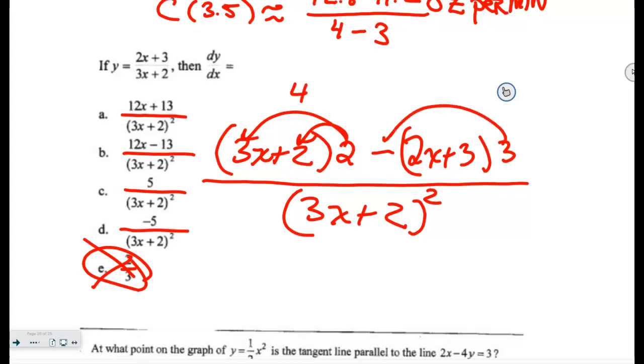And then it looks like I'd have a minus 6x. 6x minus 6x, so that's gone. And then I'd have a minus 9 on the top. All right? So that's going to lead me to D.